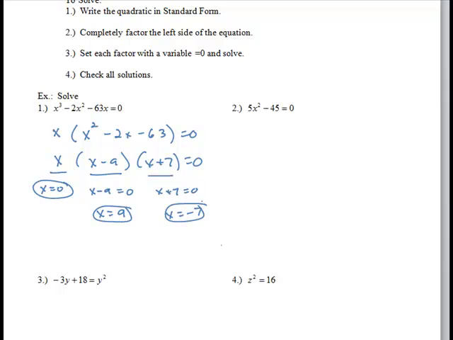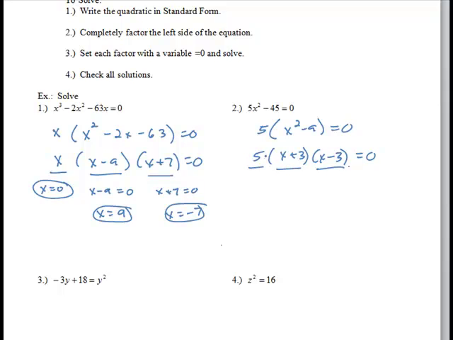Example 2. Recognize the problem has an equal sign. The variable's exponent is 2, so a quadratic equation. Once again, it's already in standard form, set equal to 0. So begin by factoring. Greatest common factor, 5. Factor it out. It leaves us 5 times x squared minus 9, where then we can factor further using the difference of squares: x plus 3, x minus 3. At this point, it's completely factored.